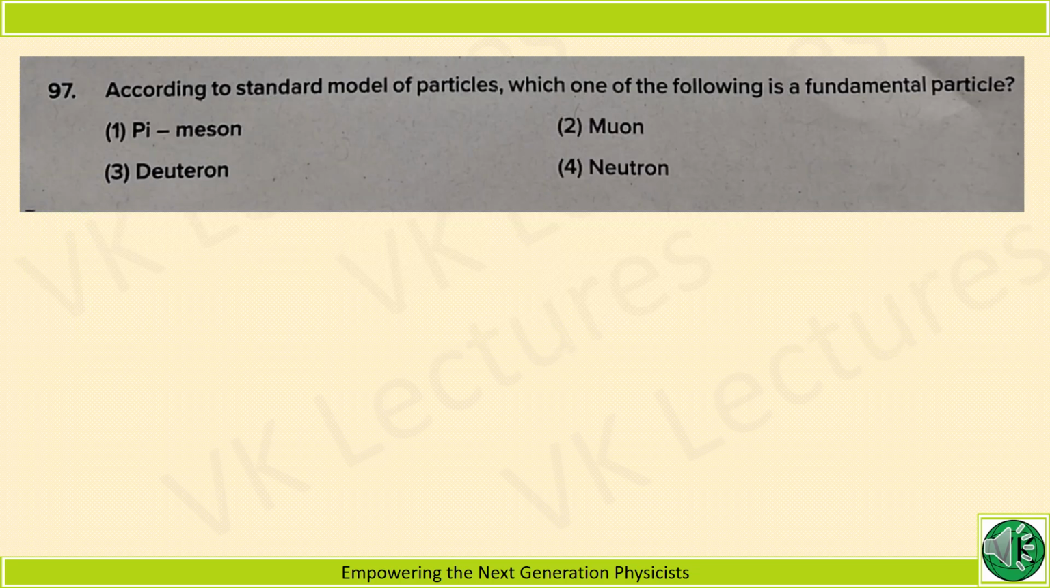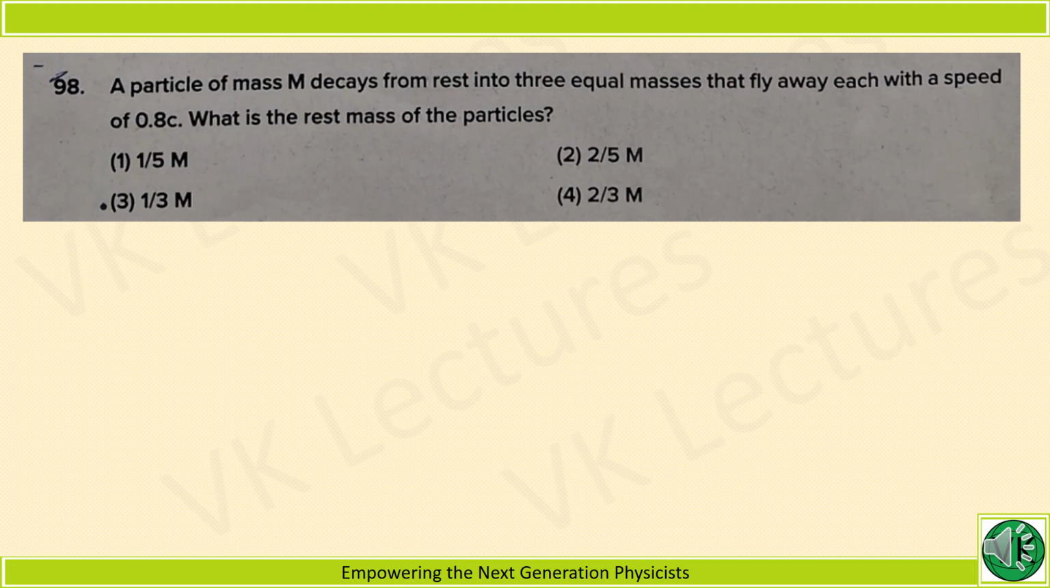According to standard model of particles, which of the following is a fundamental particle? Fundamental particle is option 2, muon. A particle of mass m decays from rest into three equal masses that fly away each with a speed of 0.8 c. What is the rest mass of the particles? So rest mass of the particles will be option 1, 1 by 5 m.